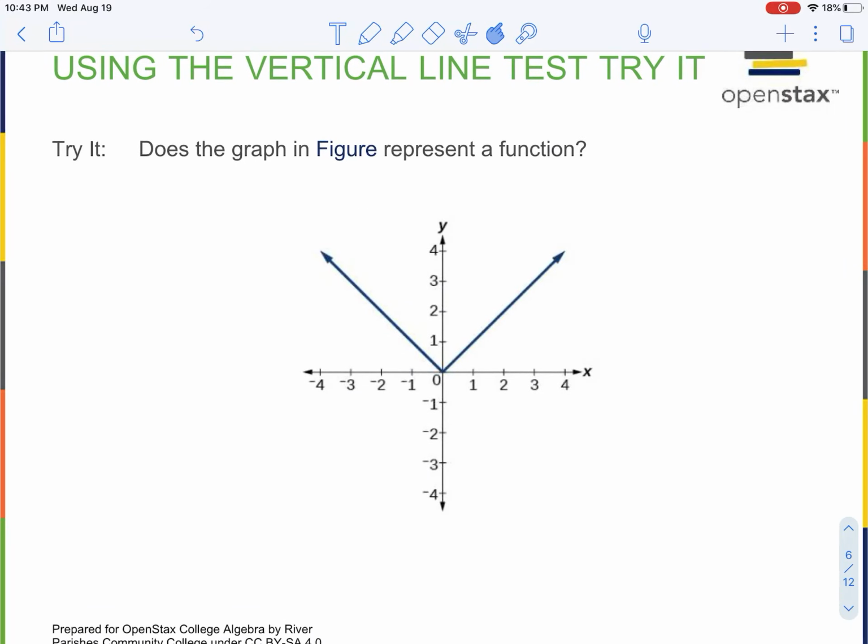All right, your turn. Try it time. Pause the video, and when we come back, we'll decide whether this figure represents a function or not.